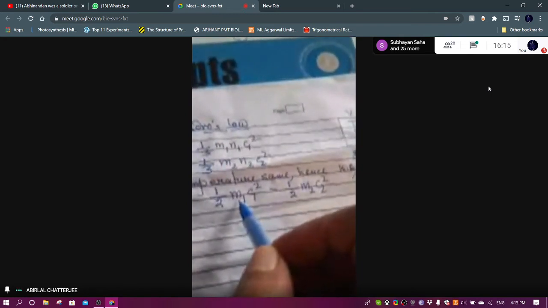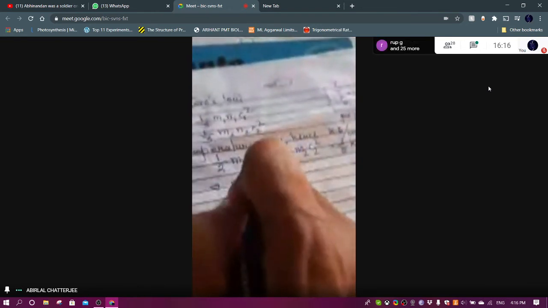Per molecule, each molecule, first gas, what is the kinetic energy? Half mass of each molecule into speed C1 square. For second, because they are all equal to 3/2 kT. Is it okay? Yes, sir.